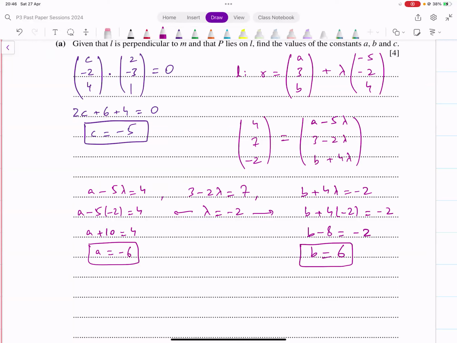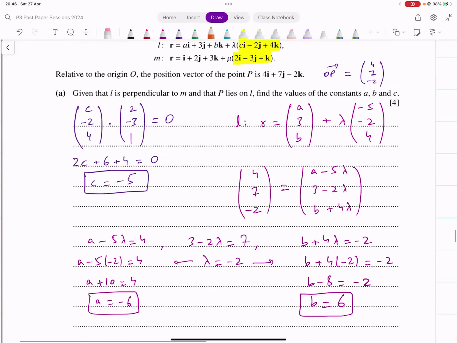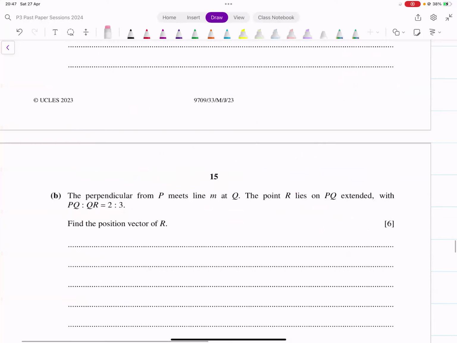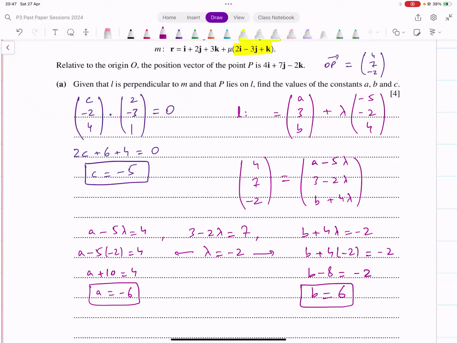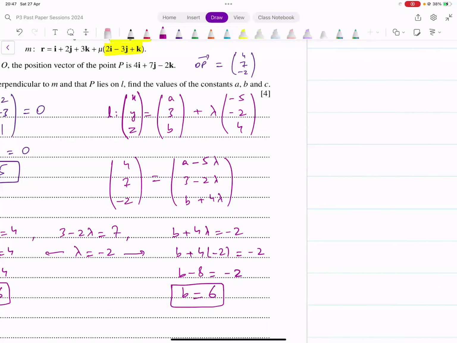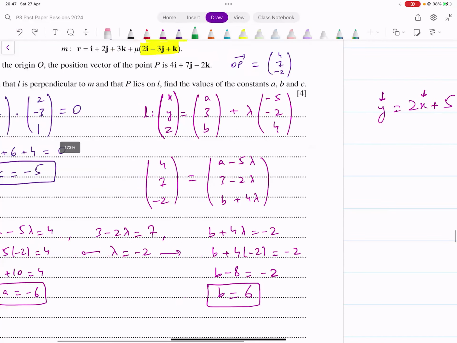Okay, we got the values of a, b, and c. That was the first part. For a and b, we just put that point P inside this equation. Now, just a reminder, what does this r represent? r basically represents x, y, z. Just like in a straight line equation in 2D, let's say y equals 2x plus 5, x and y represent every single point on the line. So r here is x, y, z, and it represents every single point on the line. So if P lies on this line, in place of x, y, and z, we just put these values. All right, good. Let's have a look at the next part now.